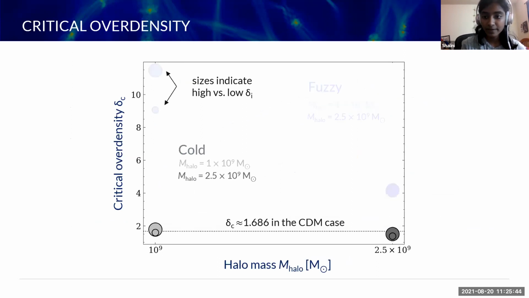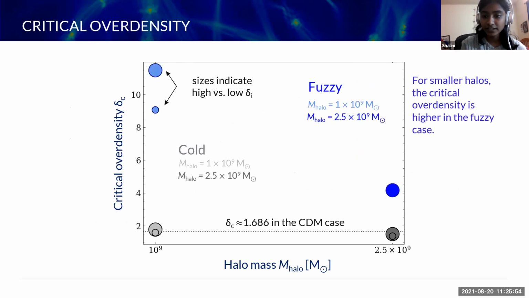And for the cold dark matter case, the critical overdensity is always around 1.686, which is expected from theory. But then you can see in the fuzzy case that the halos require, in general, higher critical overdensities, especially on the lower mass end. And this is in line with the idea that suppression from quantum pressure is going to be greater at smaller scales.